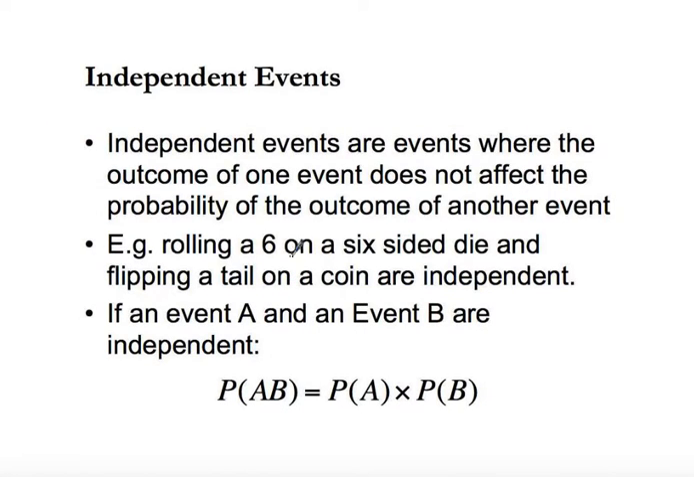Independent events. Independent events are events where the outcome of one event doesn't affect the probability of another event. So for example, rolling a 6 on a 6-sided dice and flipping a tail on a coin are independent. The fact that I've rolled a 6 on the dice doesn't change the probability that I get a tail on a coin, or the fact that I flip a tail on a coin doesn't affect the probability of rolling a 6. Now, if you want the probability of A and B when they are independent, then we multiply together those probabilities. And this is what we call the AND rule.